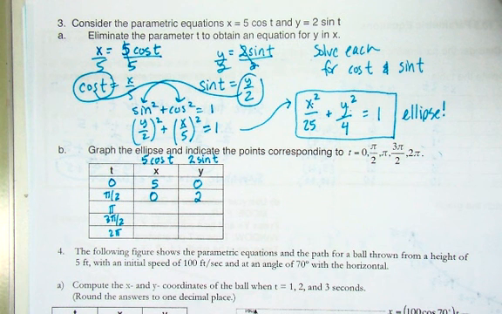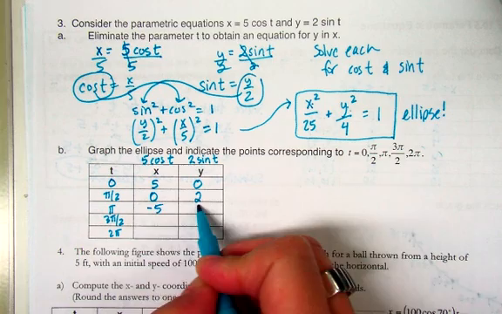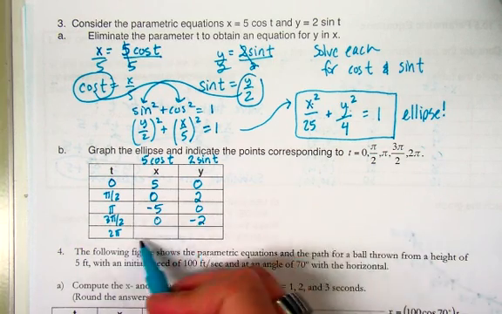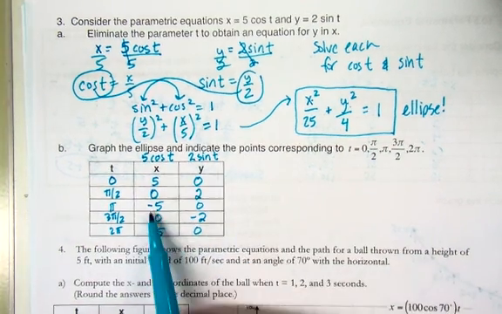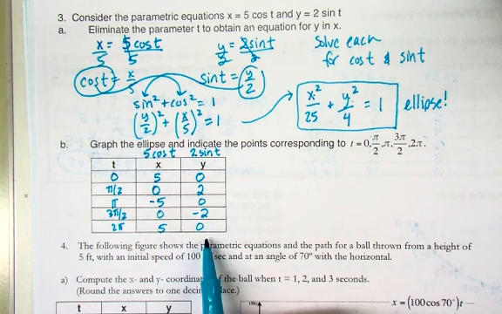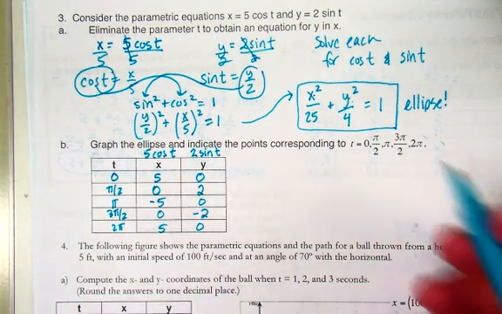So anytime you have sines and cosines like this, they're going to turn into ellipses. Okay, so check your work. You should have gotten -5, 0, 0, -2, and 5, 0. Good. All right, so now let's graph it.